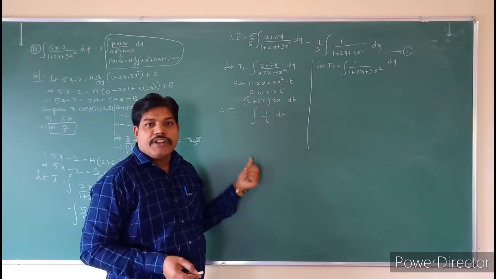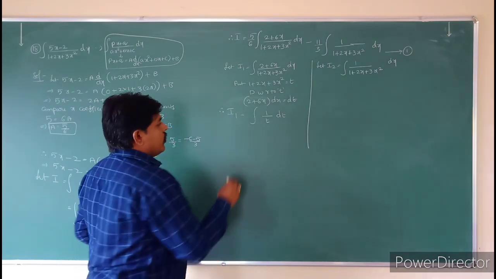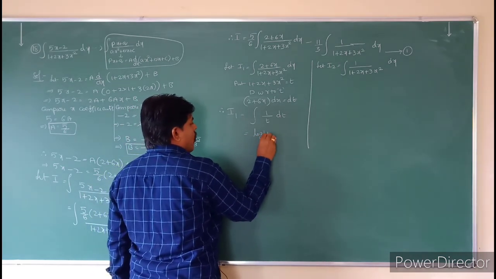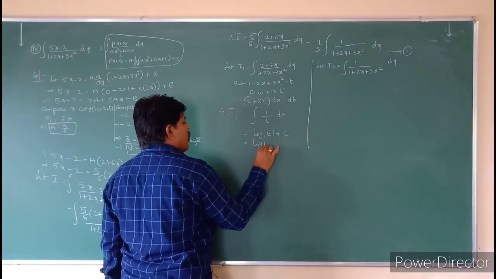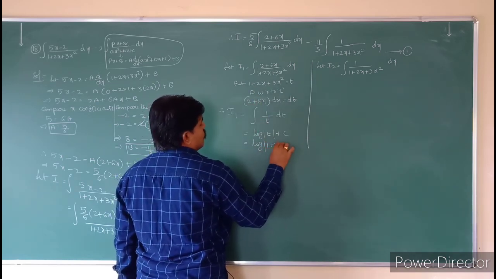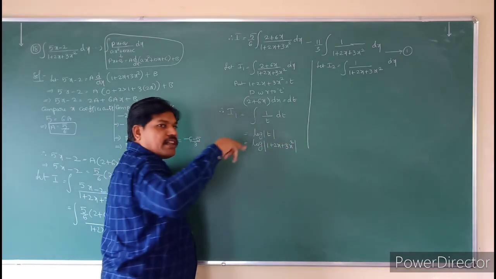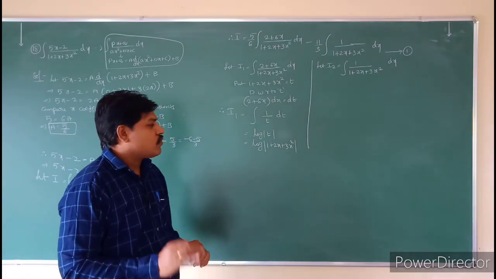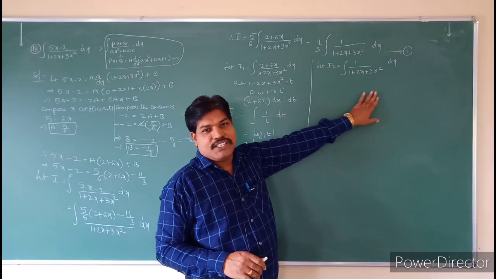So what will it become? The integral of 1 by t into dt. The integral of 1 by x is log mod x, so that is nothing but log mod t plus c. That is equal to log mod of the t value, which is 1 plus 2x plus 3x square. I don't take the c value now; I will take the c in the final answer. So log mod 1 plus 2x plus 3x square. Similarly, for this form, what do we have to do?